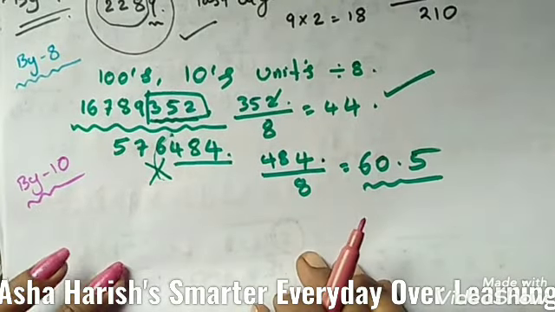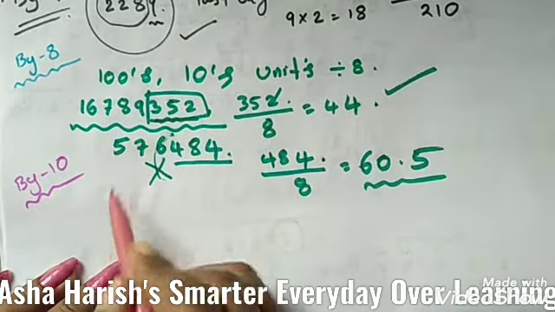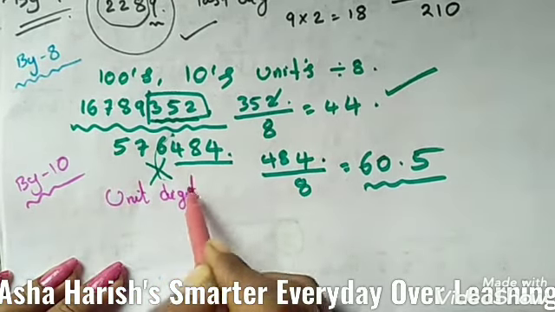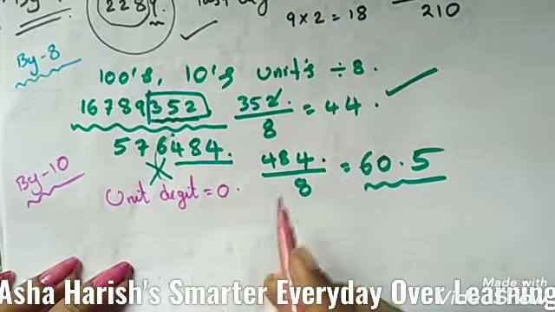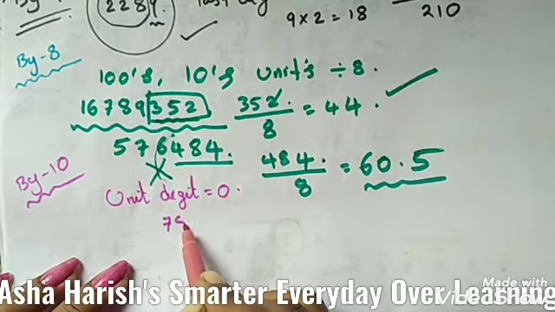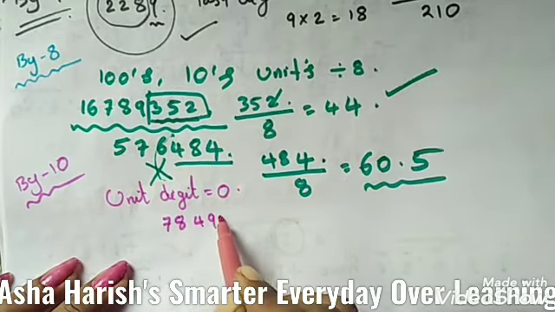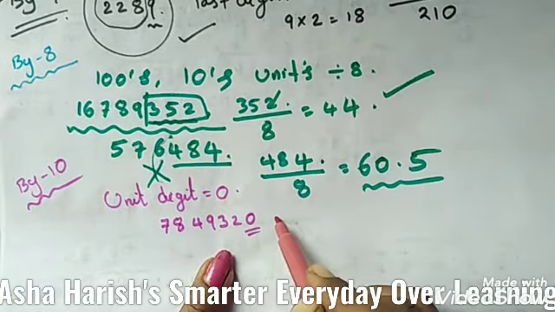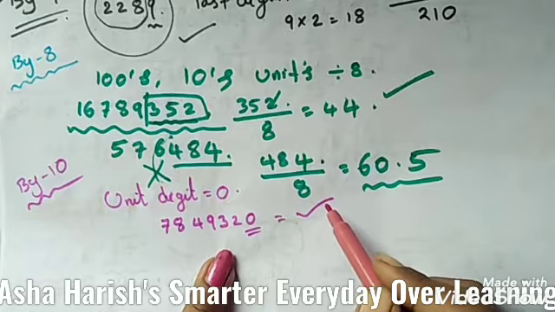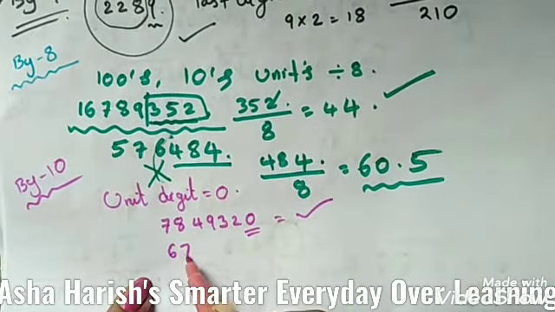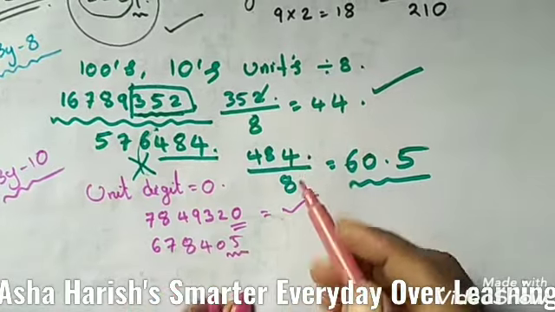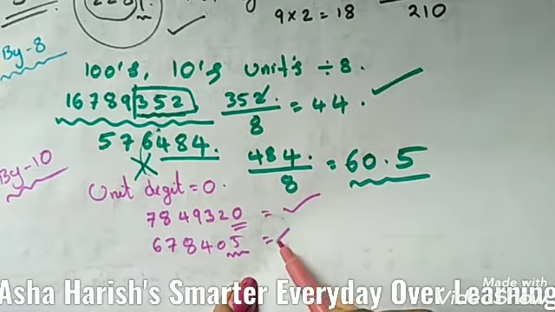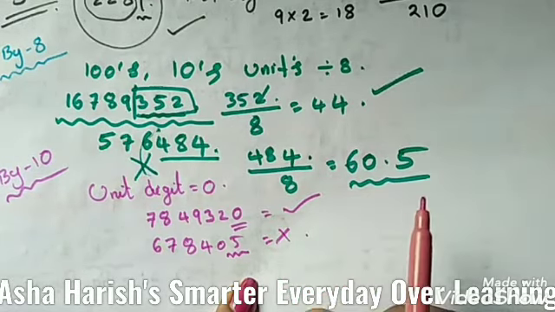A number is divisible by 10 only when its unit digit is 0. The unit digit must be 0. Okay, let us see examples one by one. If you take the number 78493320, it is divisible by 10. Why? Because its unit digit is 0. So it is divisible by 10. Now students, if you take the next example, 678405, here the unit digit is 5, so it is not divisible by 10. This is the divisibility rule of 10.